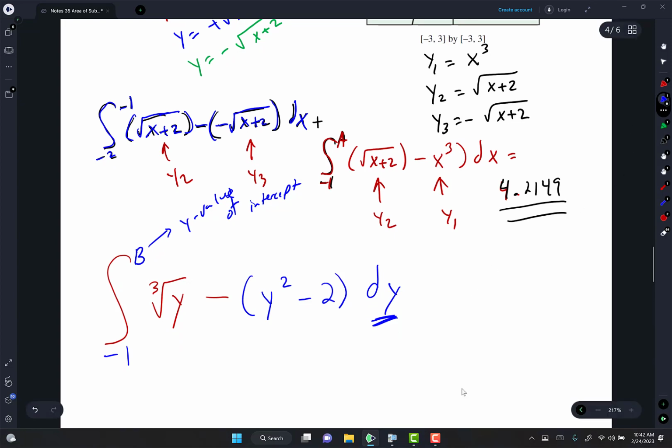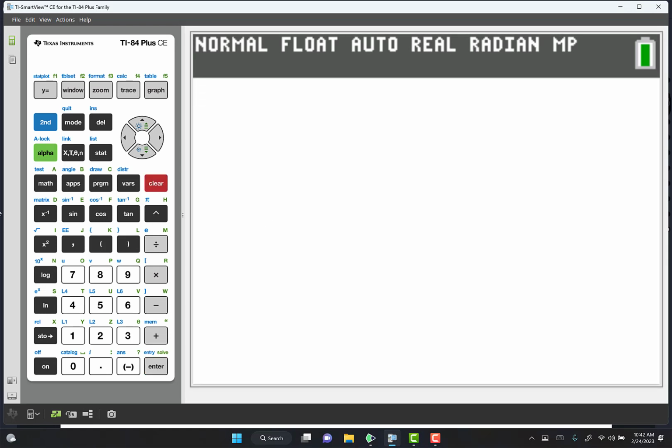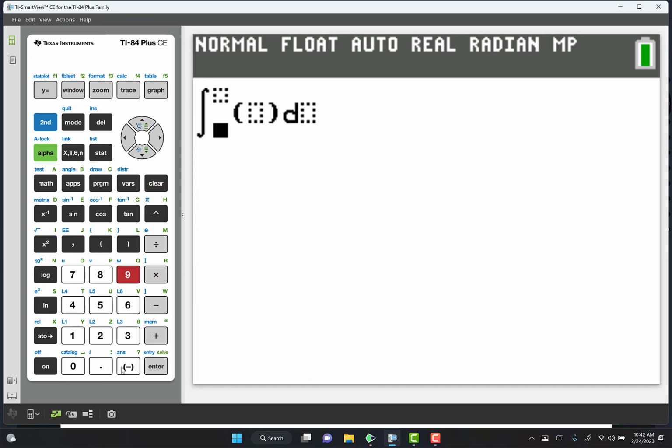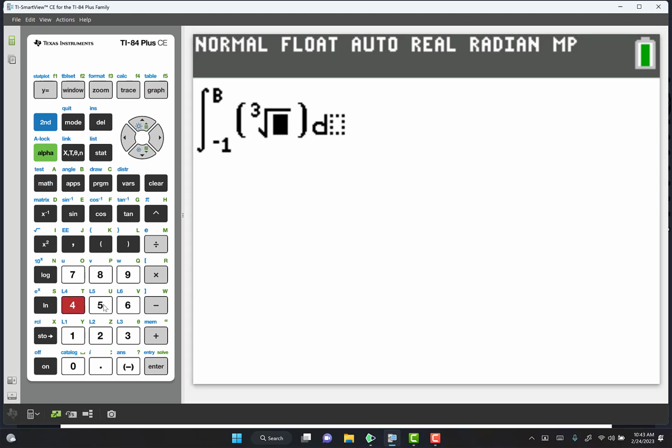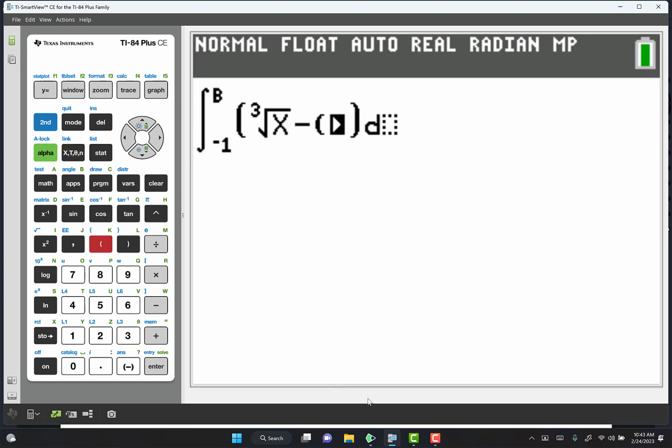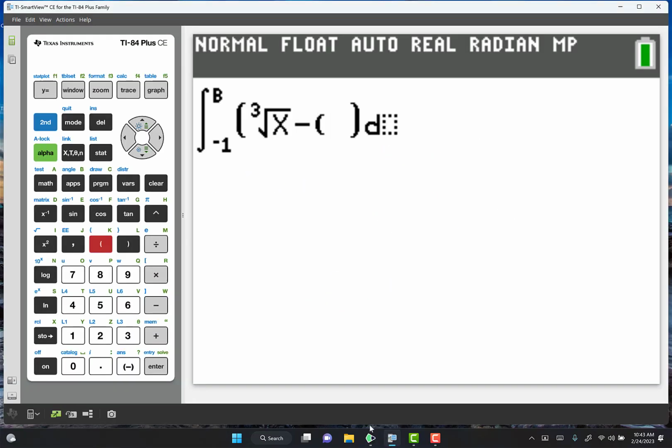Here we go. In my calculator, how am I going to do it? I push math 9. I'm going to put negative 1 in my lower curve. In the top curve, I'm going to put alpha b. Yes, you can type cube root of y. I'm just going to type cube root of x. It's the same. It doesn't matter. Remember, it's a dummy variable. Number 4. You can also use number 5, and then put an x in there. Minus, and I don't think I distributed it, so I'm going to put a parenthesis. Minus x squared minus 2. Close it. Make sure that you use y on the paper, though. With respect to x, it better be the same value.